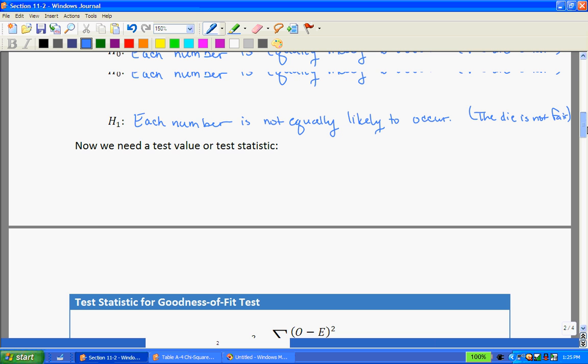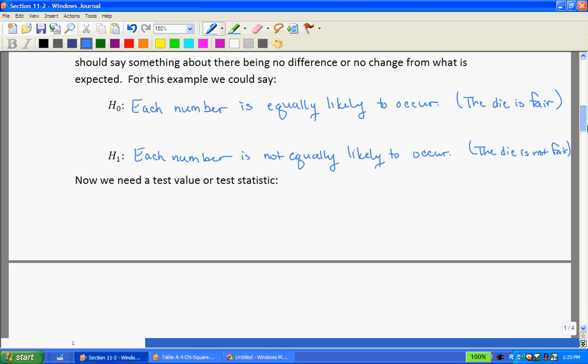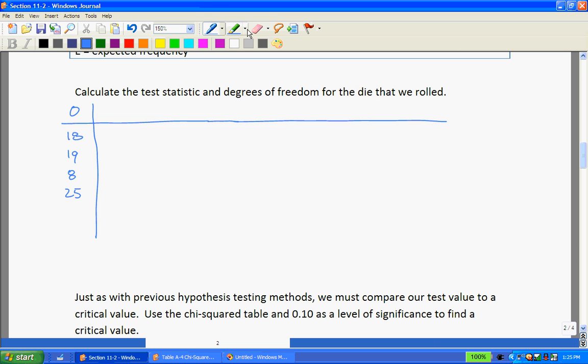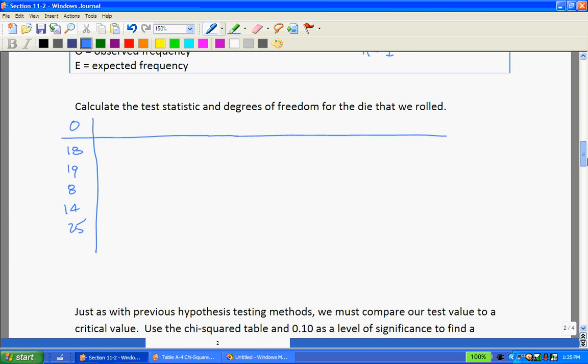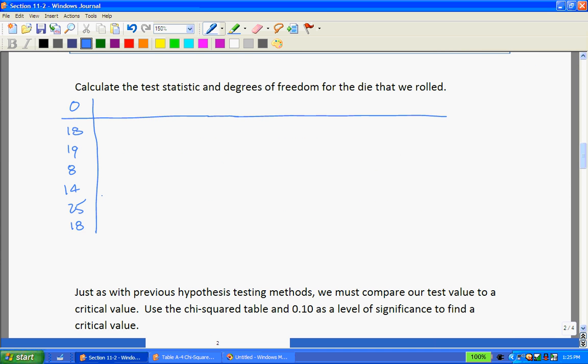And then 14, oh, nope, I skipped something, 8, 14, 25, and 18. Okay, so that's what happened when I actually rolled the die. For expected, since we rolled it 102 times and there are 6 possible outcomes, we expect each outcome to come up 17 times. Then I want to take the difference between the observed and the expected.